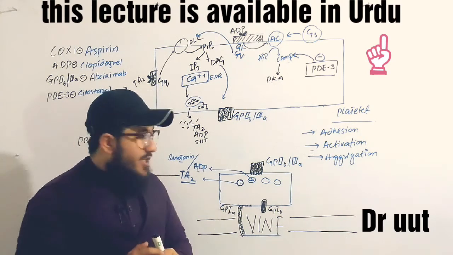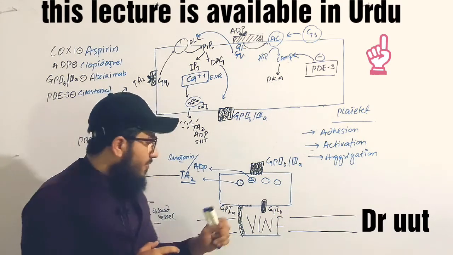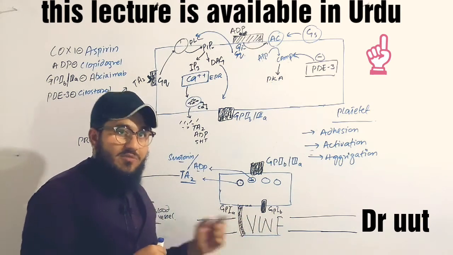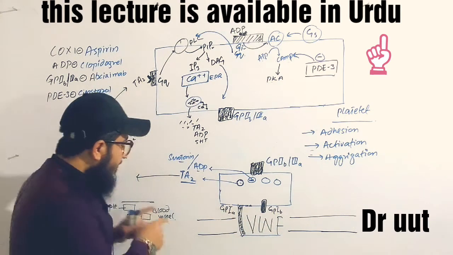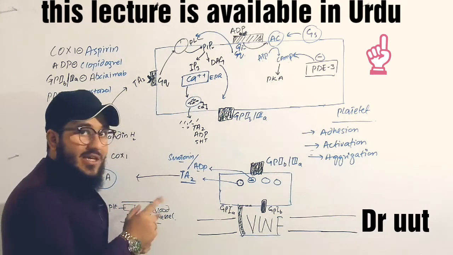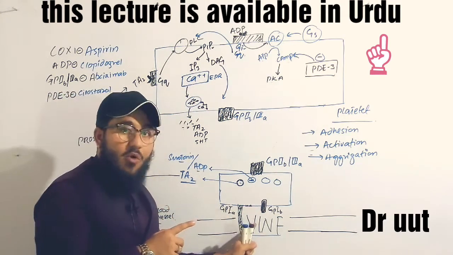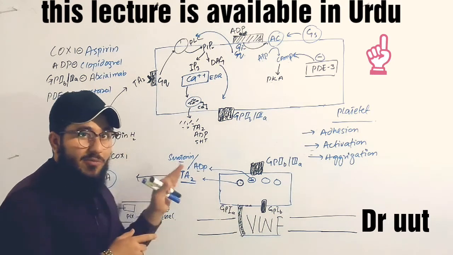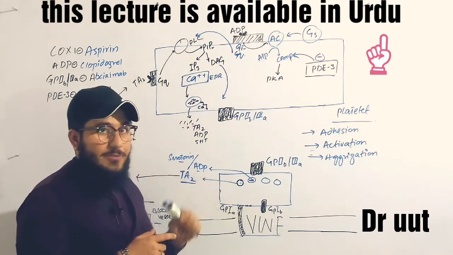When the collagen fibers are exposed, the von Willebrand factor is supposed to bind to this collagen fiber. And when these floating platelets see that a von Willebrand factor is available, these platelets will come and bind to this factor.